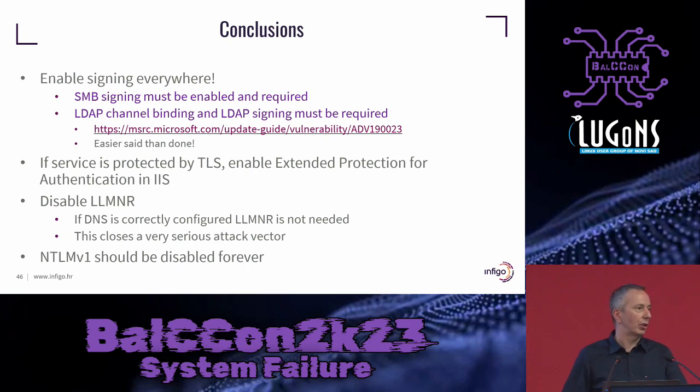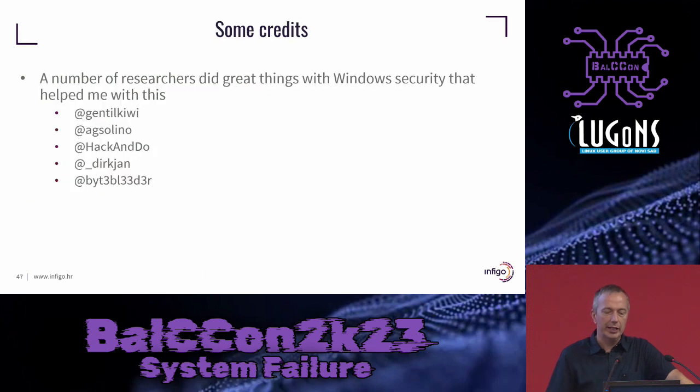LLMNR, Link-Local Multicast Name Resolution protocol, disable it. You don't need it on modern Windows networks. Everything should be in DNS, so disable that. And make sure that IPv6, if you don't use it, has lower priority than IP version 4. If you want a little bit more material, some of these researchers did really amazing research. The Hackndo one has a lot of things on how this works on a low-level basis. That was one of my inspirations for this talk.